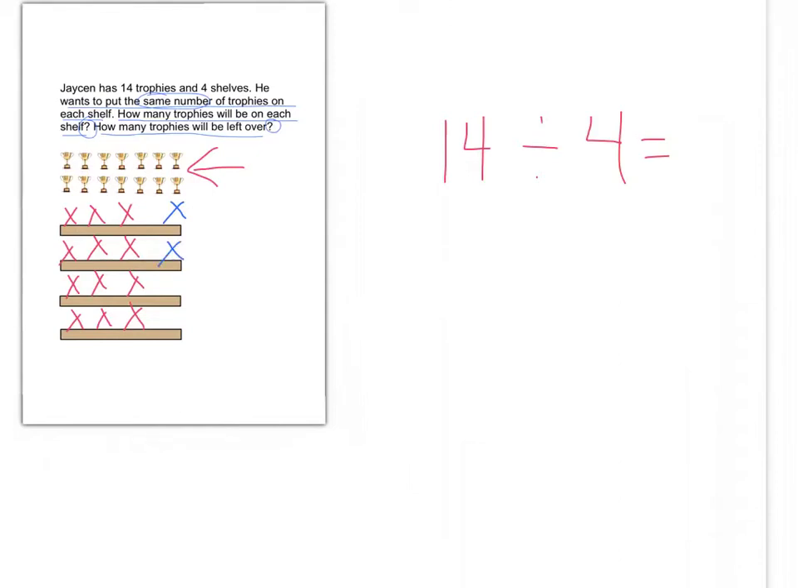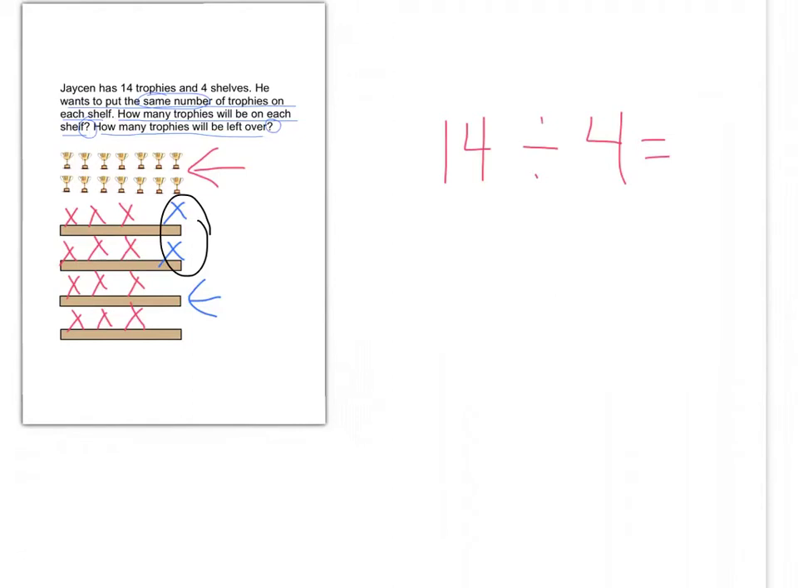I can't put them on these shelves here, so that wouldn't be even up, because Jason wants to put the same number on each shelf. Well, that's not going to work. So what I have to do is these right here, these trophies here and here, those can't go there, because those are what are left over. So I am going to then take these trophies as my remainder.